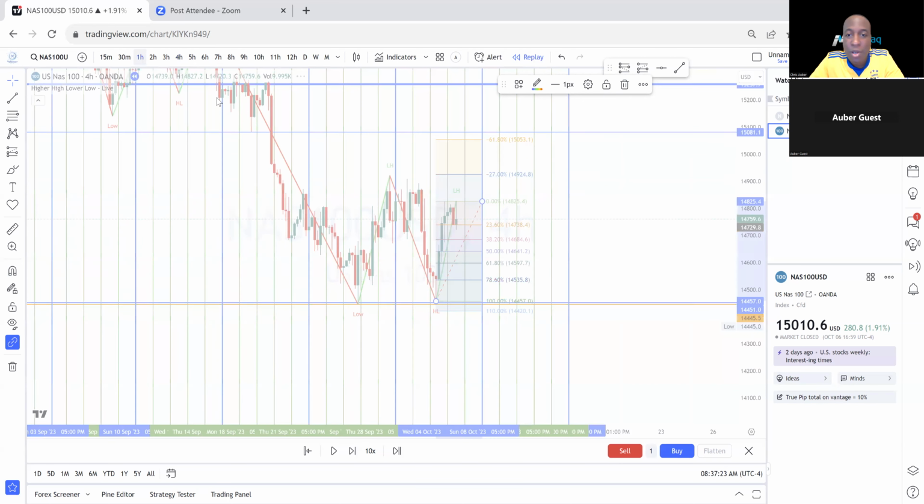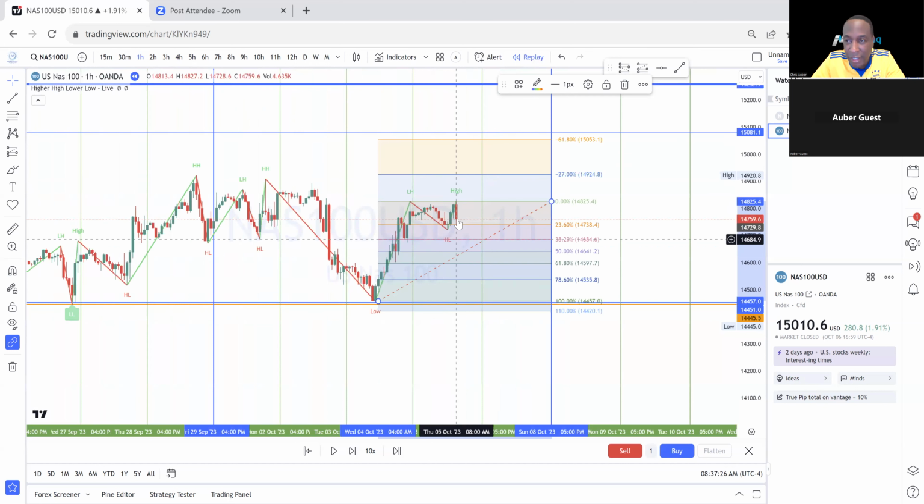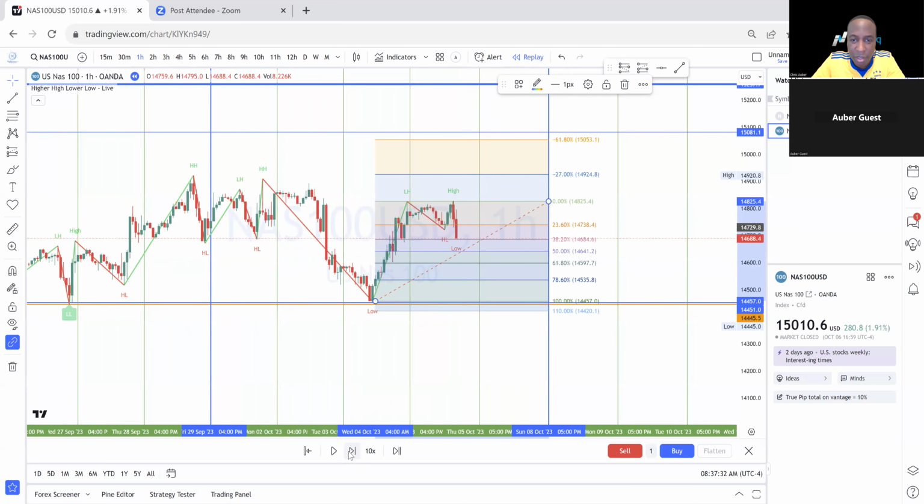So now that I'm on my 1-hour, I am tracking this back to my 78% line. Look at what price did. It came down, boom, it put on a low at a 38%. Why am I not taking this trade when it has a low on? Because I do not take trades at my 38% line.